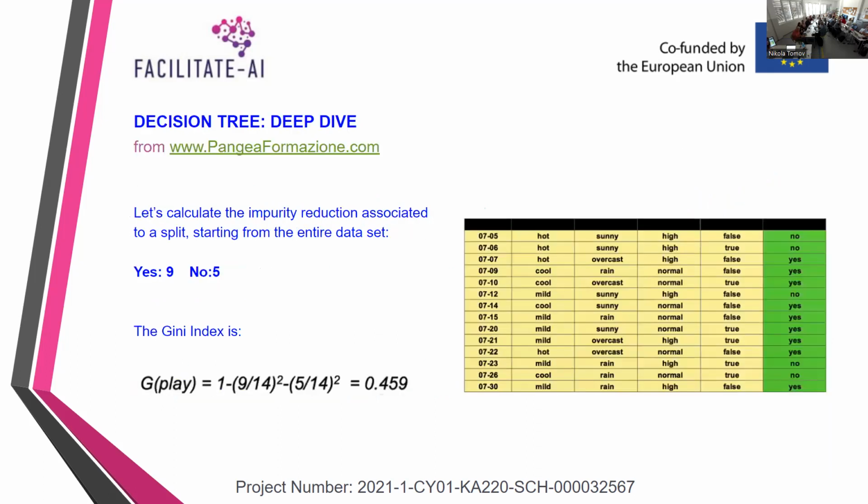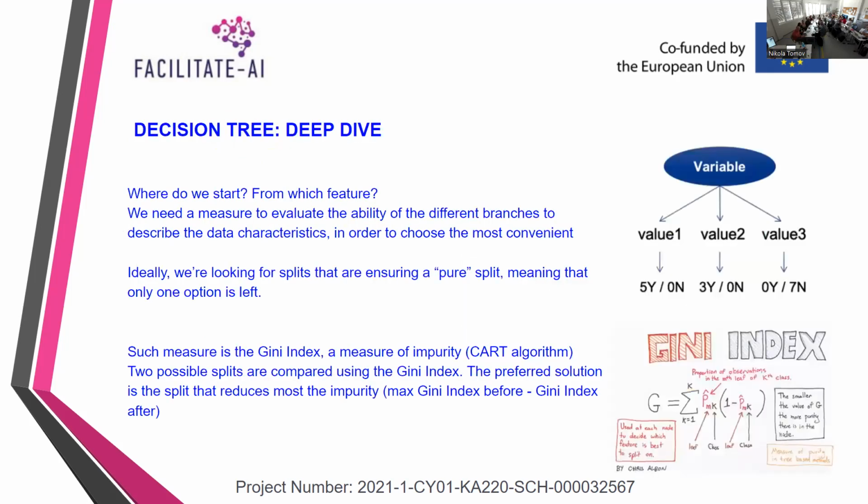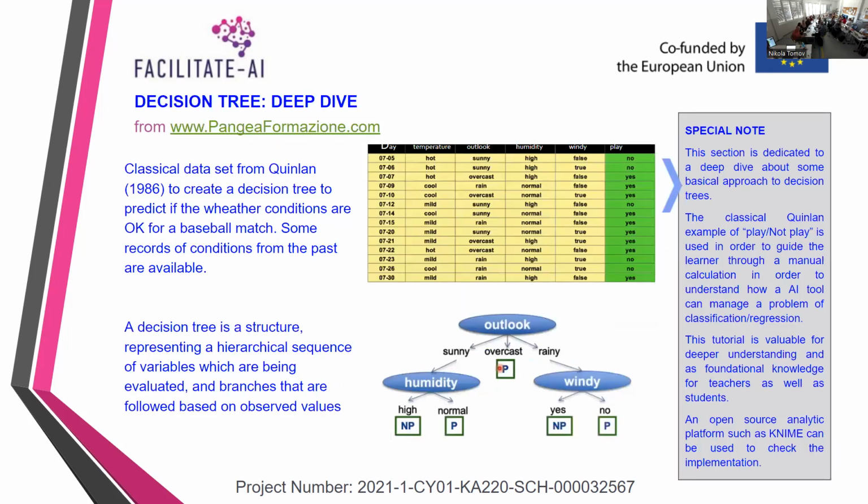So this is the chart, and we can calculate the impurity. We see that the Gini index here is 0.459. And we started from this one, the outlook, raining and sunny. There is the first division.